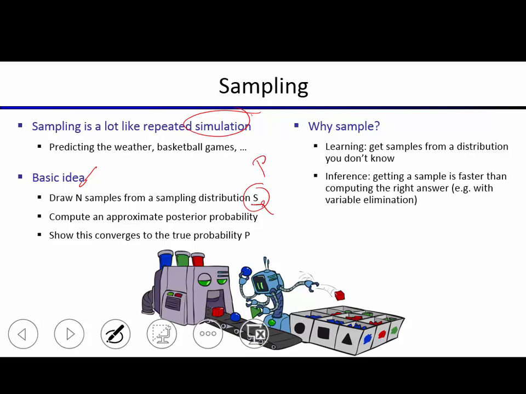From these samples, once we've drawn the samples, we can compute answers to inference queries. And you can show that if your sampling distribution corresponds to P, which we'd have to show, then if you draw enough samples, your answer to your query will converge to the correct answer. So you have essentially an anytime algorithm here, where as you spend more time, your answer will become more and more accurate.